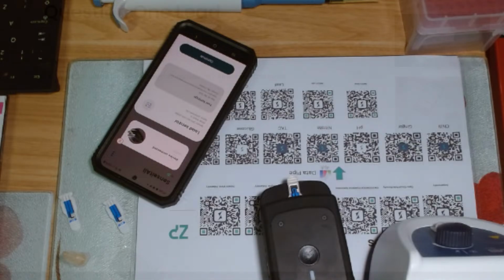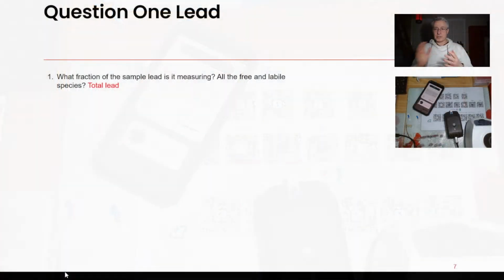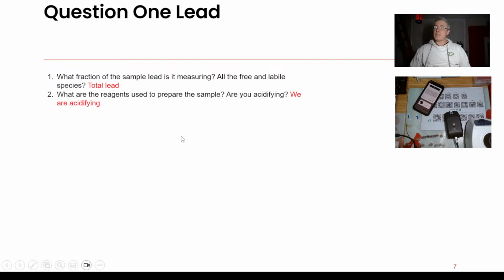But their questions are quite specific. So the quick answer to your question is, because this person is familiar with Agnes, they're wondering if we're just doing particular fractions of the lead, but the answer is no, we're doing all of the lead because we're actually doing anodic stripping voltammetry. Are we acidifying?